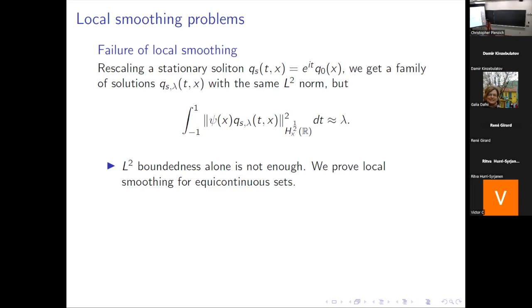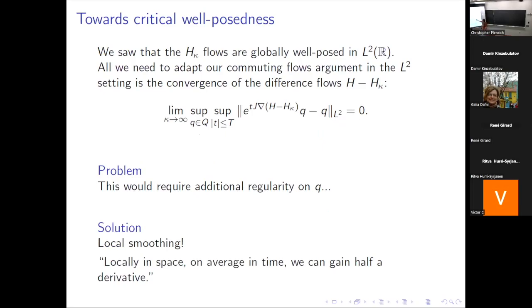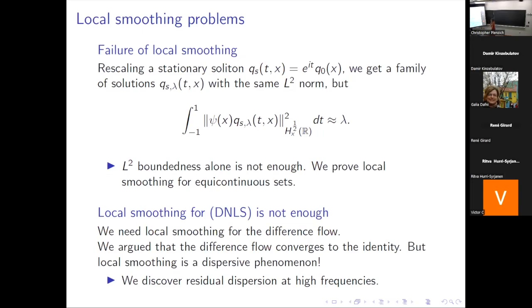So we cannot get a local smoothing result. L2 boundedness alone is not enough. Instead, we will prove local smoothing not for L2 bounded sets, but for L2 bounded and equicontinuous sets. We also need this extra ingredient of equicontinuity. In addition, local smoothing for DNLS is not enough, because what I want to show does not involve DNLS by itself. It involves the difference flow. So I want local smoothing for the difference flow as well.